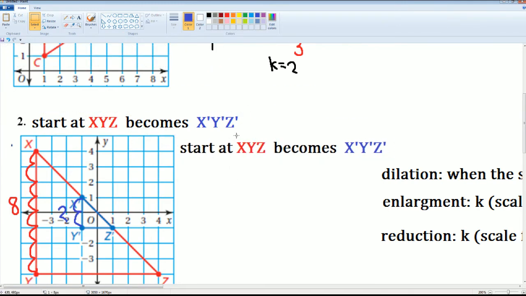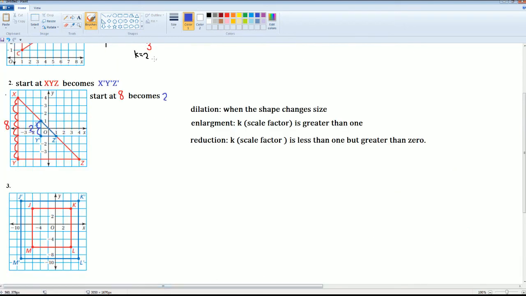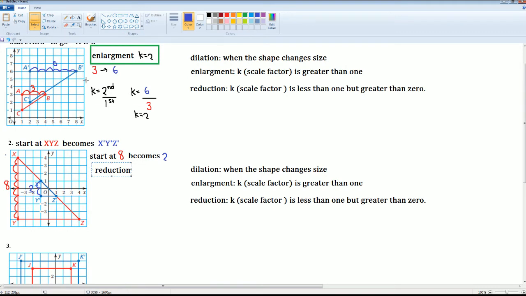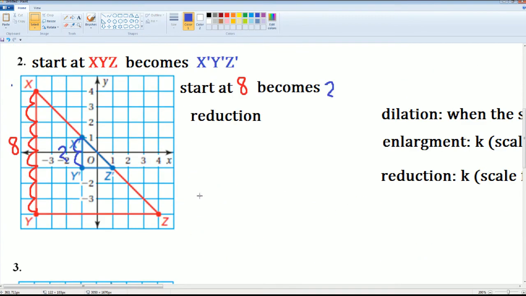Okay. What takes place of XYZ? It was the what? 8. So we start at the 8 and it became or becomes, what's the XYZ that it became? Became the number 2. So starts from 8, goes to 2. What is that? Right? That is a reduction because it got smaller.